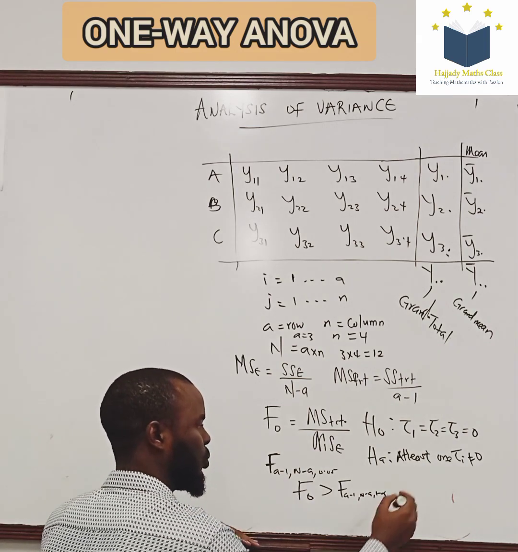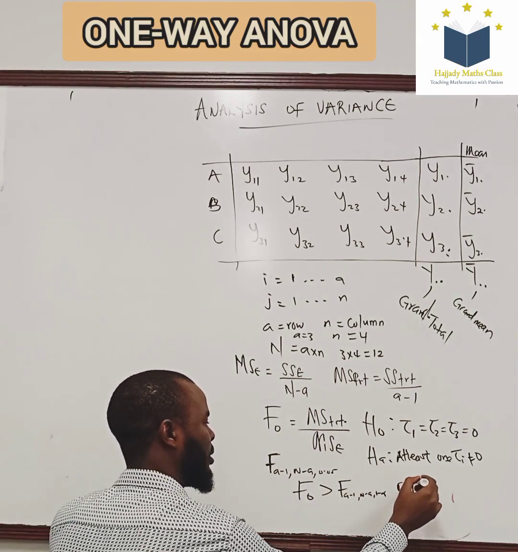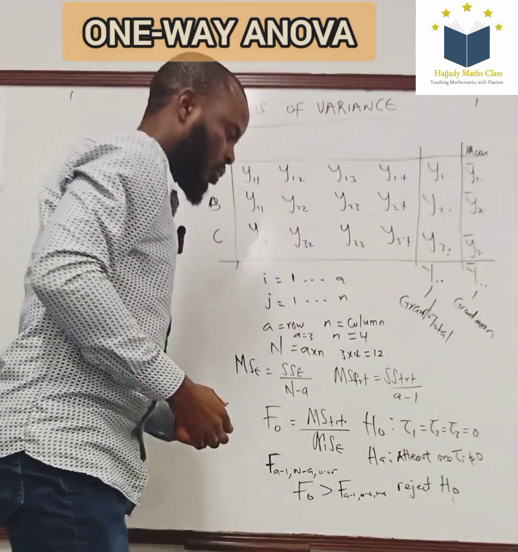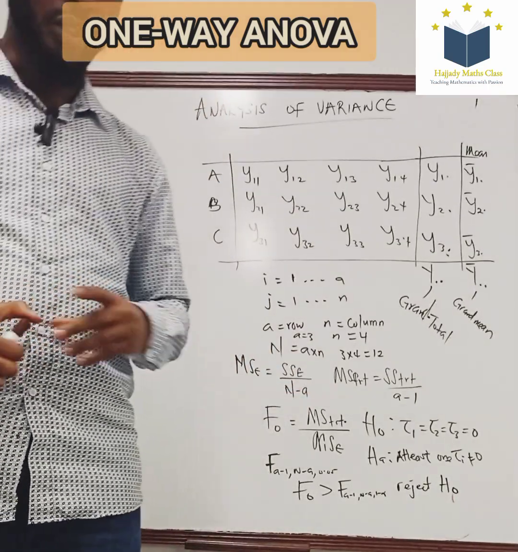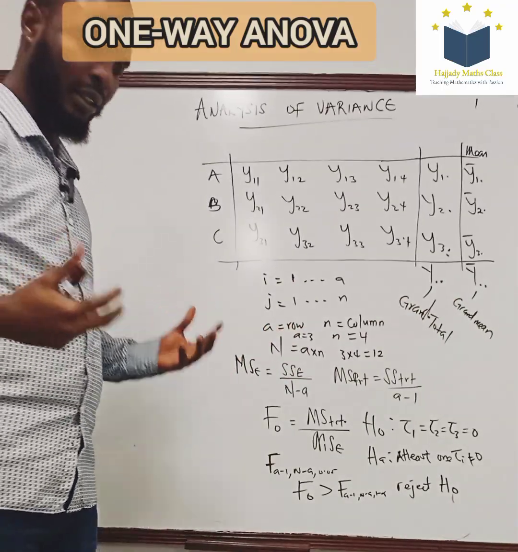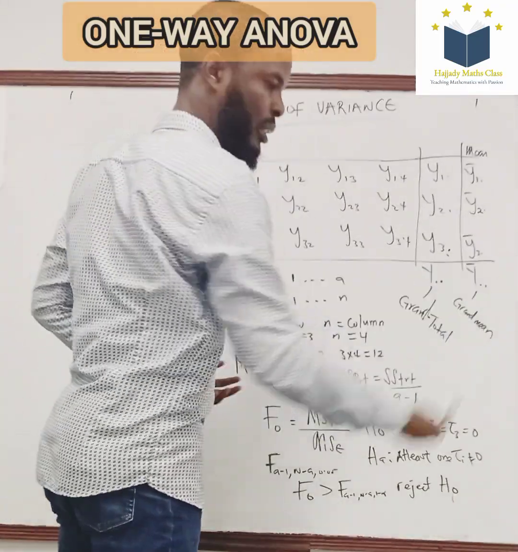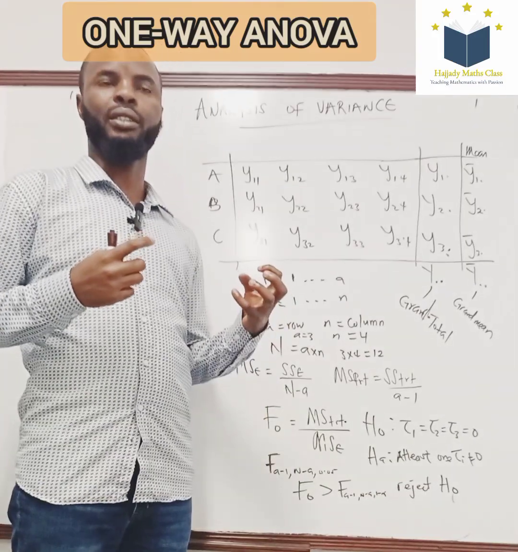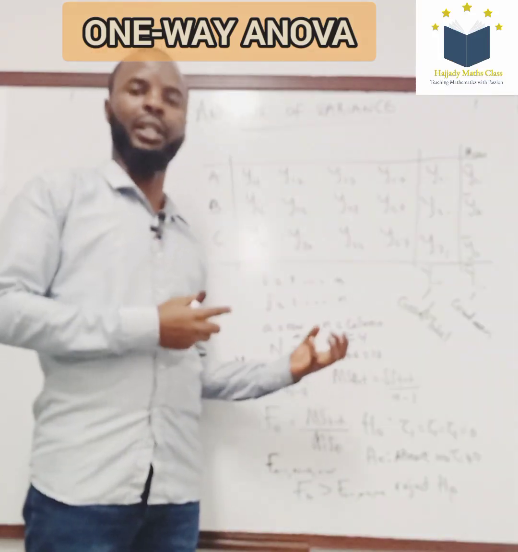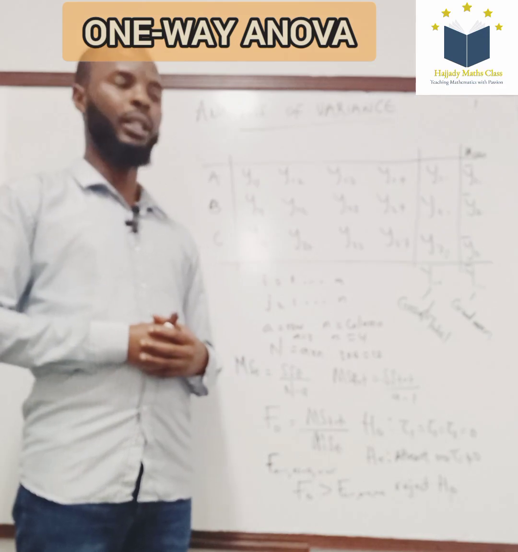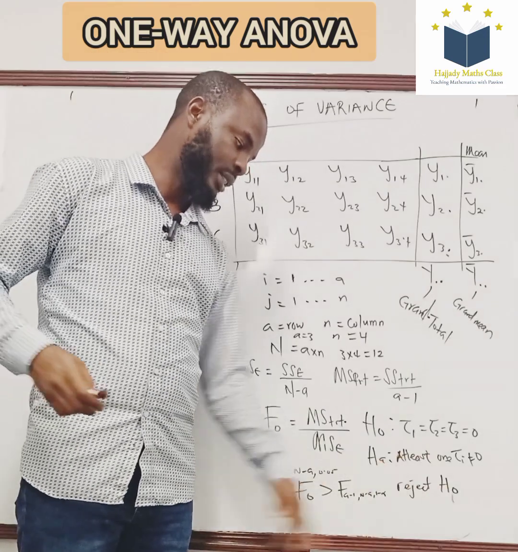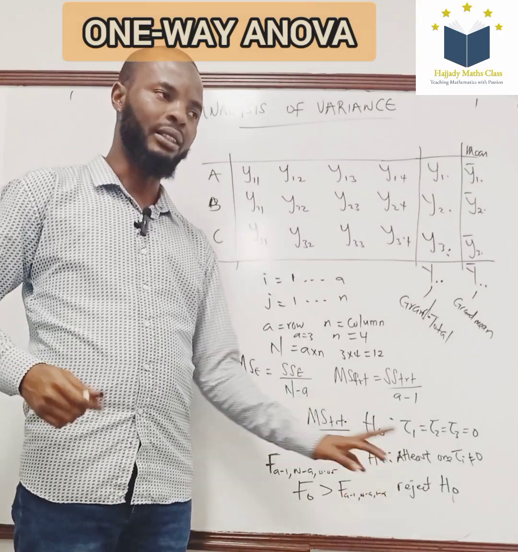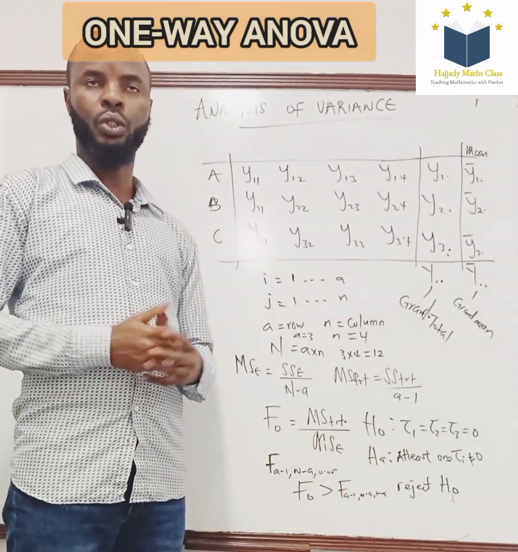if it is greater, you do what? You reject H naught. So when you reject H naught, your conclusion is that there's significant difference in the what? In the treatment means. That means there's significant difference in the treatment means being compared in the experiment. But otherwise, if it is not greater, maybe it is less, then you do not reject.